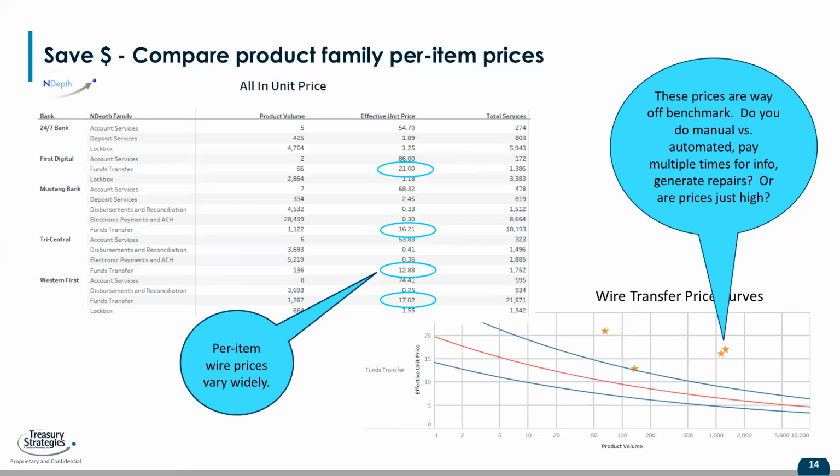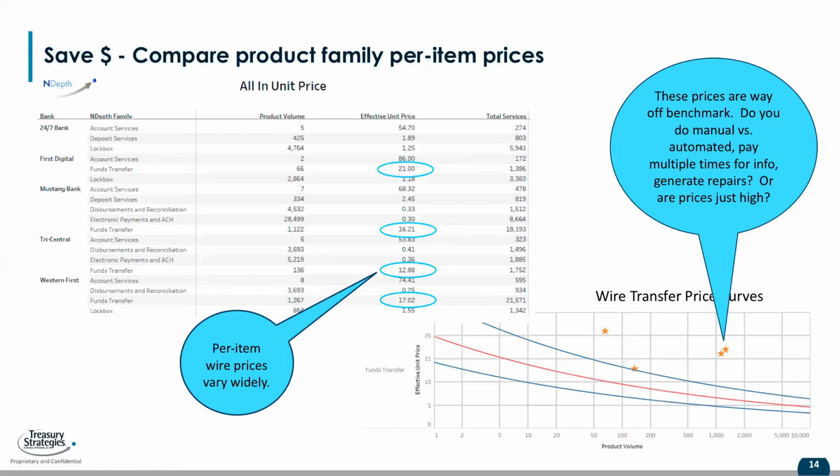But the ones that are most troubling are the 2 on the far right, which happen to be my highest volume banks as well. So they are way off the benchmark. And thinking strategically, I have to first ask myself, is there something in terms of what I'm buying that's causing those prices to be so high? Like telephone confirmations, or repairs, or manual entry, or maybe I'm not using repetitive templates. Maybe everything is a freeform wire and the prices are higher. There could be some things that we are doing inside the company that represent opportunities to get a lower price.